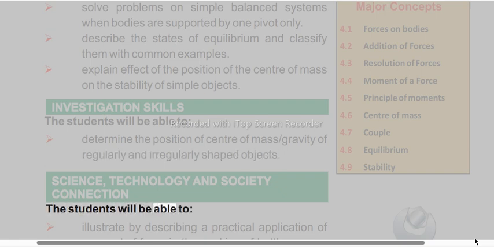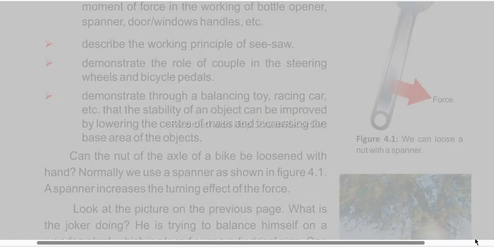The students will be able to illustrate by describing a practical application of moment of force in the working of bottle opener, spanner, door, windows handles, etc. Describe the working principle of seesaw. Demonstrate the role of couple in the steering wheels and bicycle pedals. Demonstrate through a balancing toy, racing car, etc.